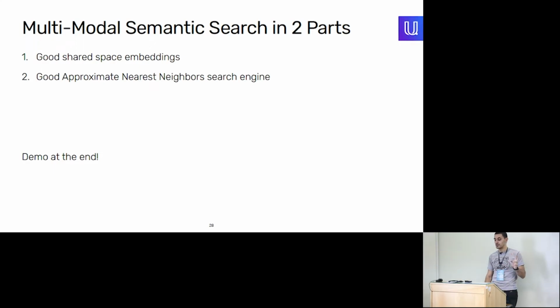Before going forward with some of the challenges, I want to mention that this semantic search thing that we work on doesn't even need decoders. We can rely on encoders only. And to build a good semantic search engine, you essentially need two primary components. The first one is shared space embeddings, so you can put every modality into the same vector space. And the second one is a good engine for approximate nearest neighbor search.